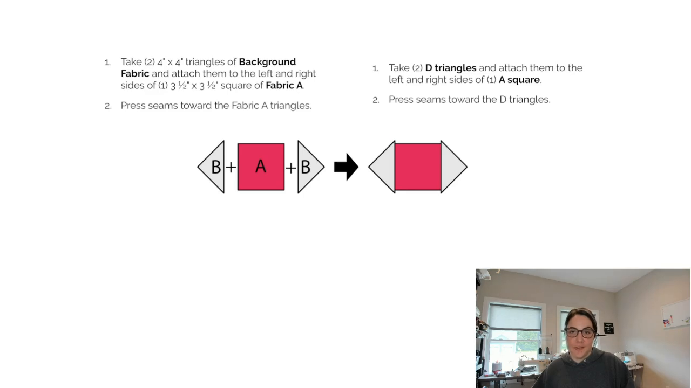Very same steps. Take 2D triangles and attach them to the left and right sides of 1A square. Boom. That's it. How much easier is that to read? It's so much easier, right? And it gets you just enough information, the critical information you need to know to make the block, without all of this other stuff that you're ultimately just going to skim through. And every time you make your customer skim, they're likely to miss something important, which is not good, right?